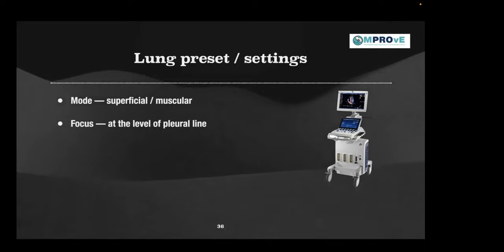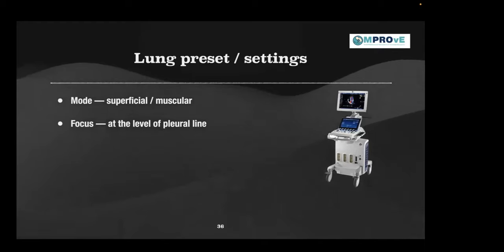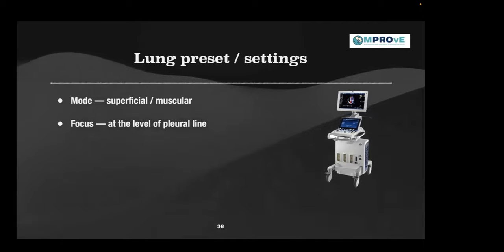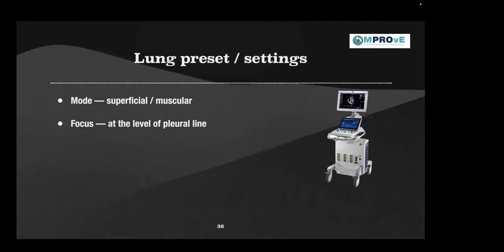Then we try to focus our things. Whenever you put a probe, you have selected the probe, the linear probe or a hockey stick probe, and you are putting it on the chest of the baby, it immediately gives you some image. The first thing you focus on is the pleural line. As I always said, the first question is the pleural line. Is the pleural line visible? Is there pleural sliding present? Yes or no, whatever. So we talk about the pleural line. Whenever you see the pleural line, get your focus on it.